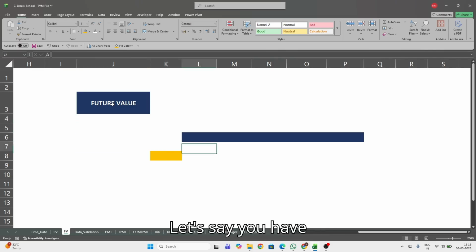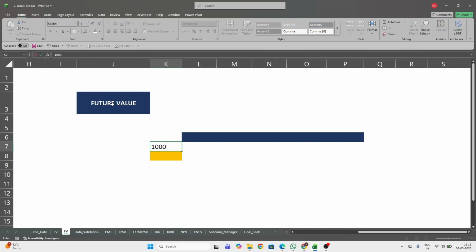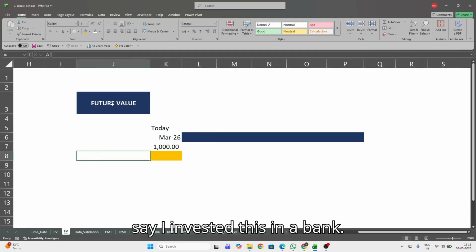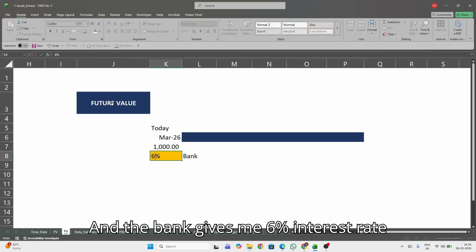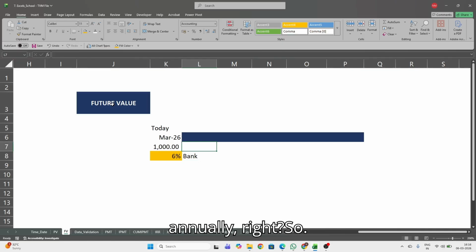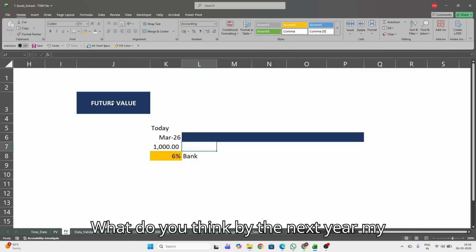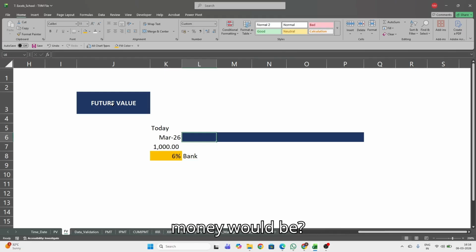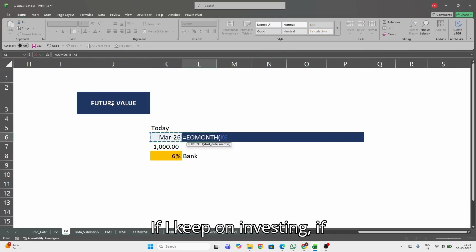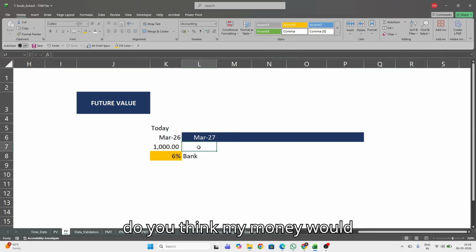Let's say you have invested 1,000 rupees today. Today is March 2026, right? Let's say I invested this in a bank, and the bank gives me 6% interest rate annually, right? So what do you think by the next year my money would be? If I hold that investment for 1 year, that is 12 months, what do you think my money would be?